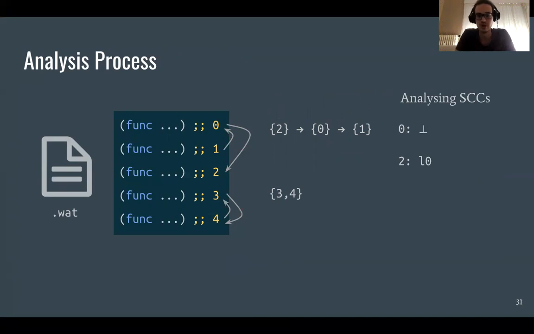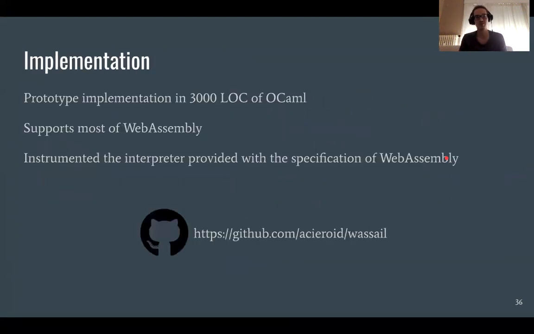Then we can analyze each strongly connected component. We can start with 2, followed by 0. So these produce some summaries, followed by 1. And then we can analyze 3 and 4 at the same time. It may require a few iterations to stabilize the analysis, but it will eventually terminate and provide us with a set of summaries. So we have implemented this analysis in OCaml. It supports most of the WebAssembly standard. And we have also instrumented the interpreter that is provided with the specification of WebAssembly to obtain the dynamic analysis that we were talking of.